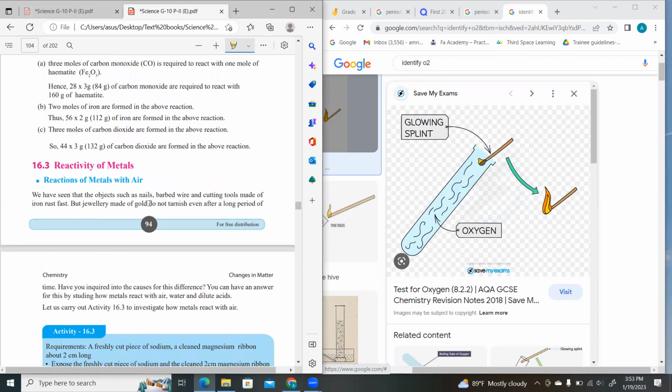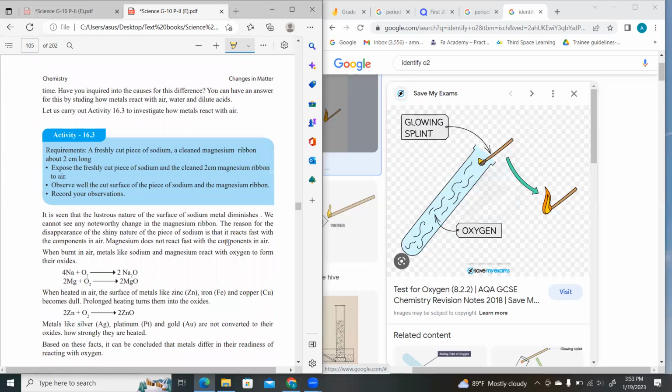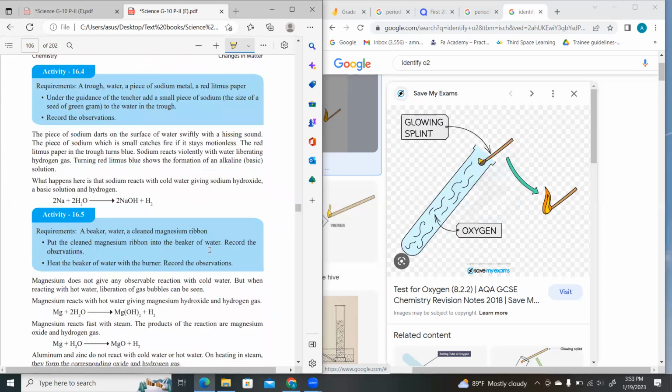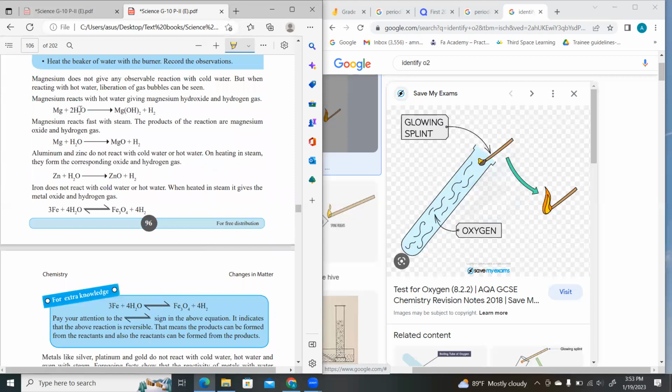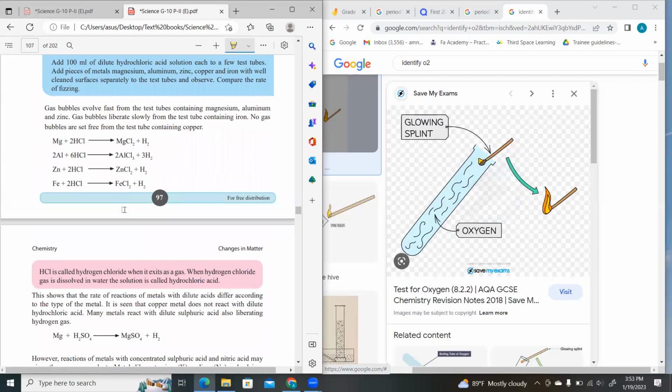How does it react? Reactivity of metals. Reaction of metals with air. Can you see? Air means what? Simply, how do they react with oxygen? Then a metal reacts with water. How does it react with water?